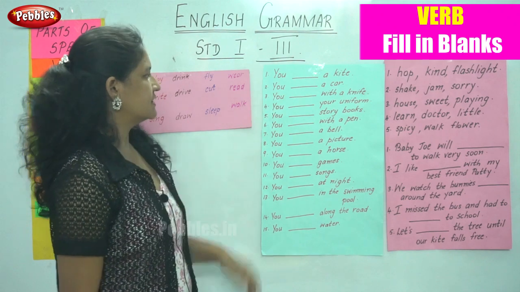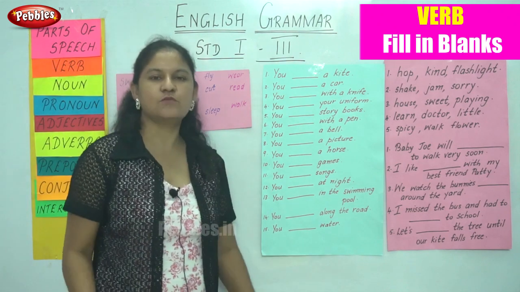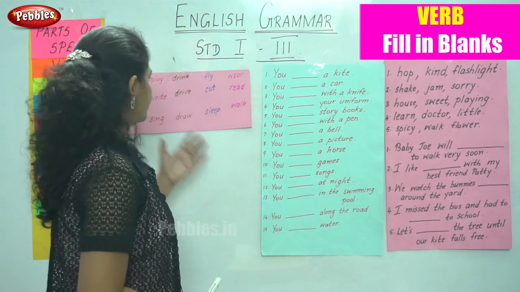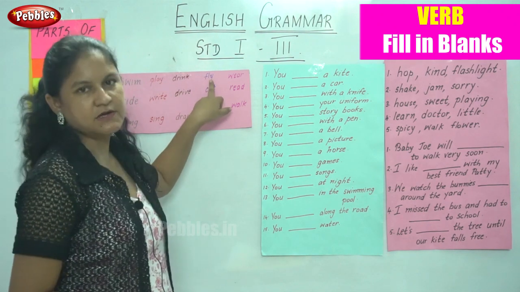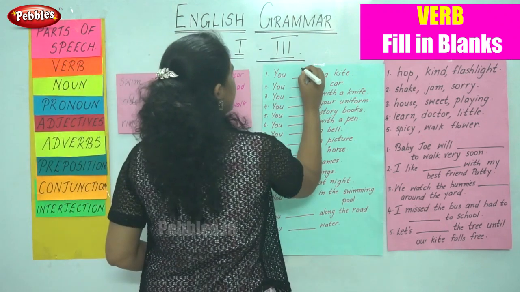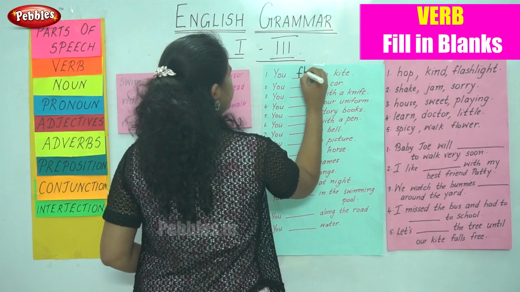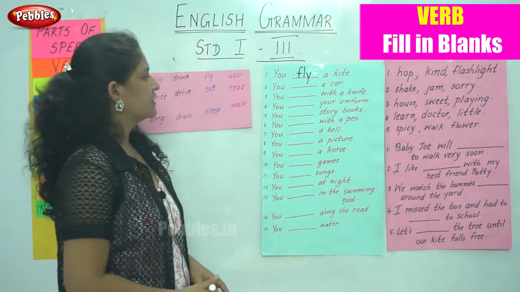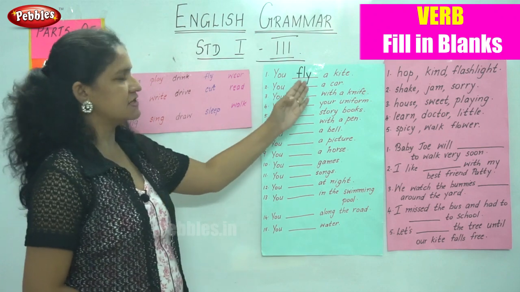So the first one is you dash a kite. So normally what do we do with a kite? We fly a kite. So we find the word fly over here. So we write the word fly in the sentence. So we write you fly a kite.